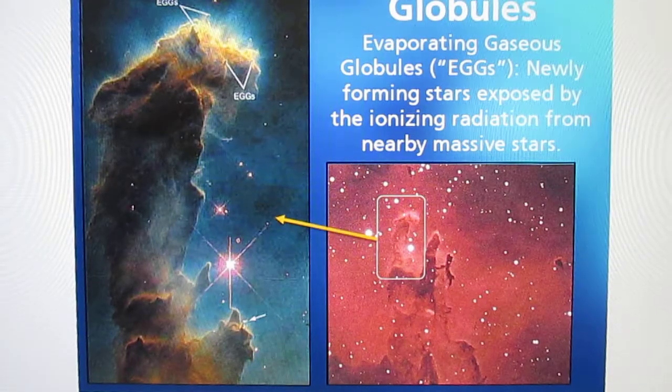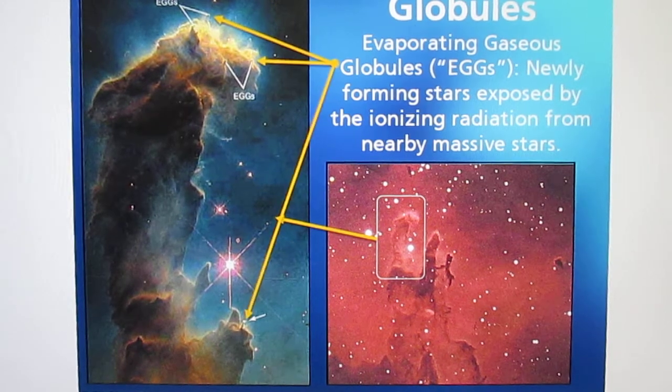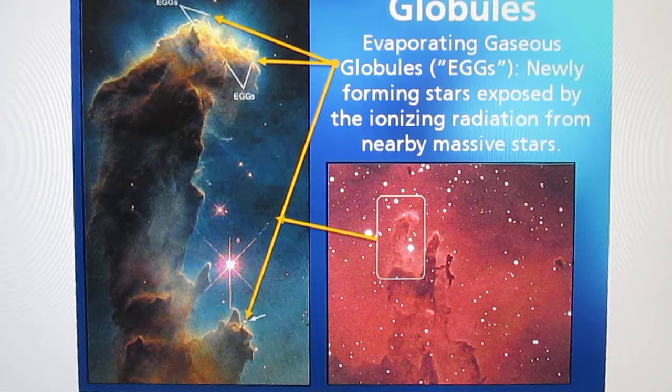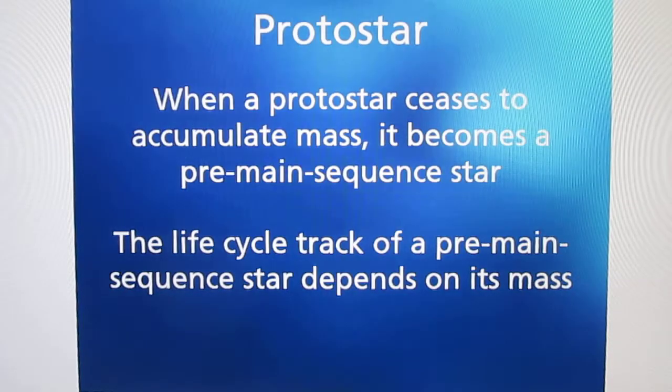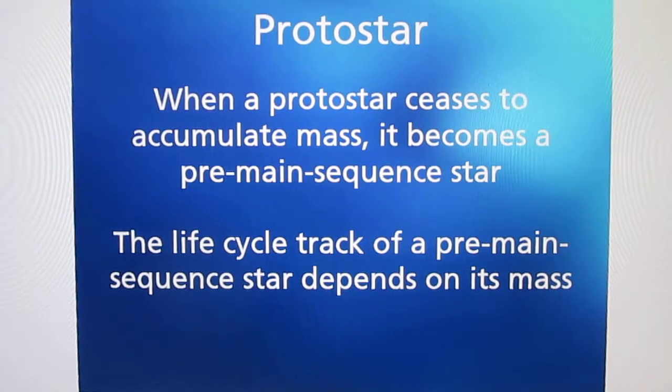EGGs are the evaporating gaseous globules. We see with the arrows, what's happening is as the gas condenses into gas balls, stars start to emerge from the nebula regions. Protostar is the earliest stage of a star's life before fusion begins and when gas is rapidly falling into it.